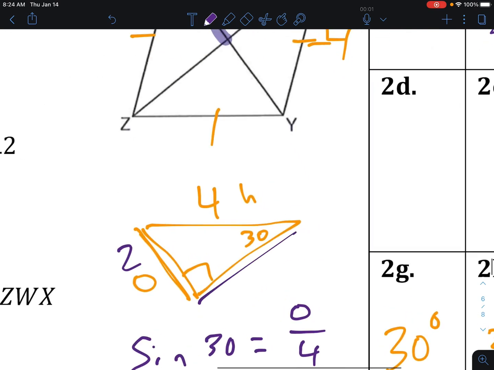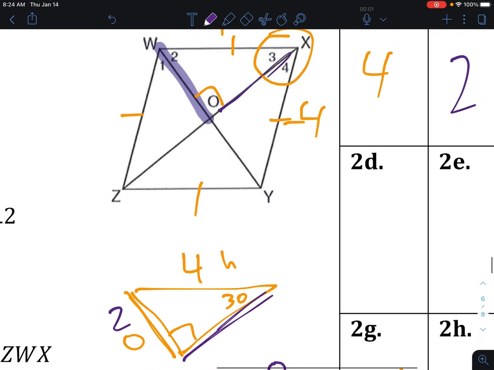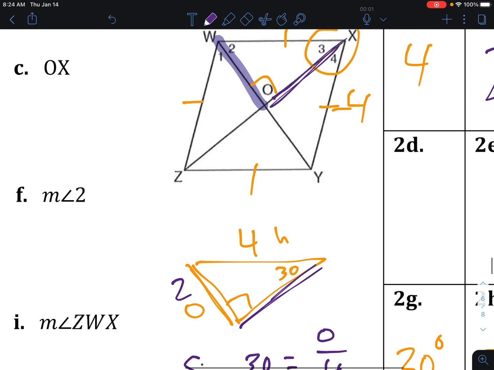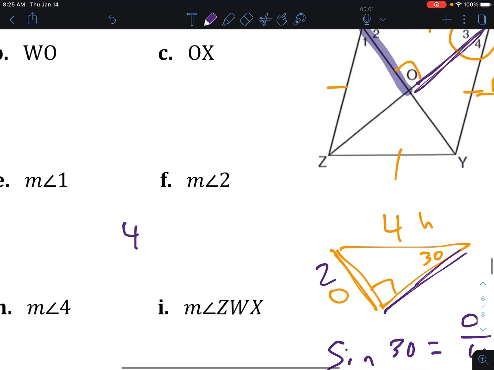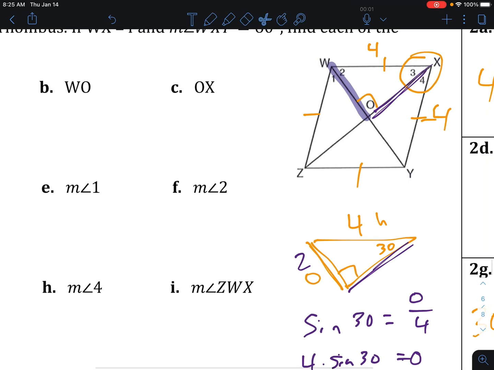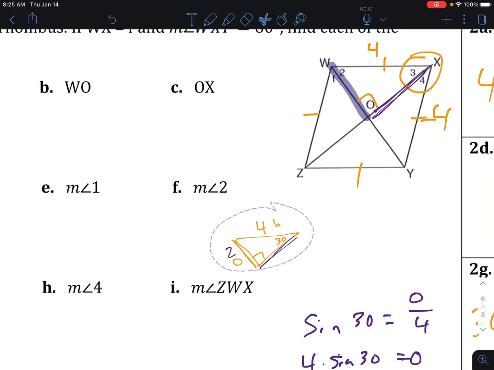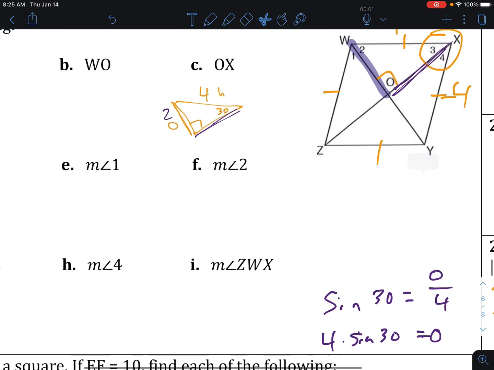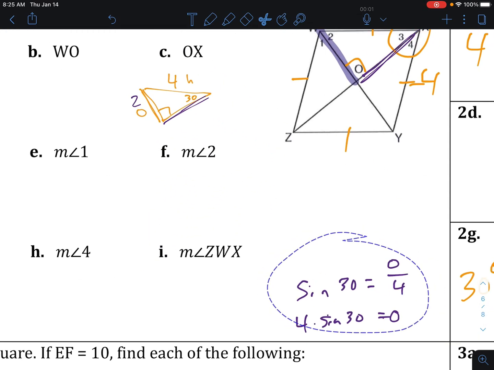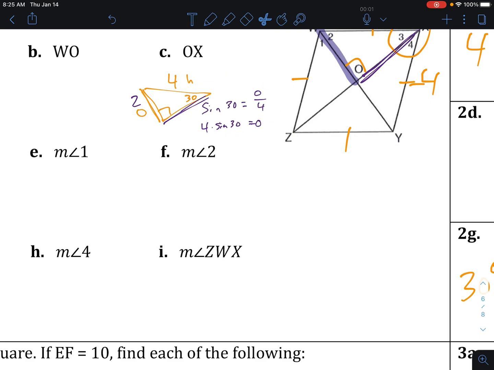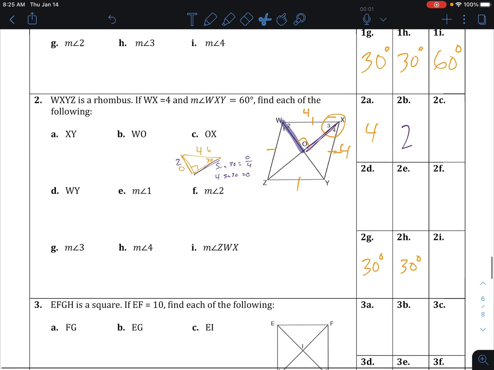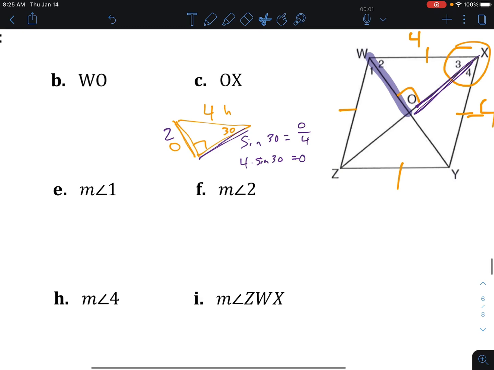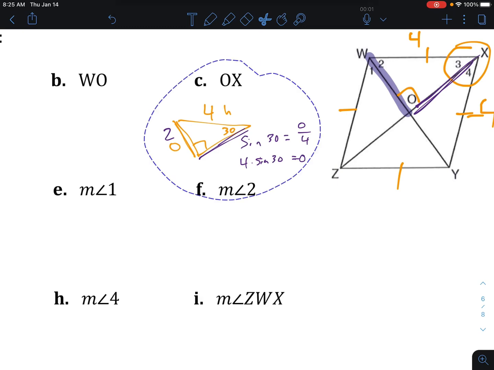OX. All right, now we got to find out this length here, right? OX. Well, I would do the Pythagorean theorem. 4 squared. Here, I'll move the work. That was for OX. All this was for OX. Okay, and then now, oh no, this is all for WO. Sorry about that.